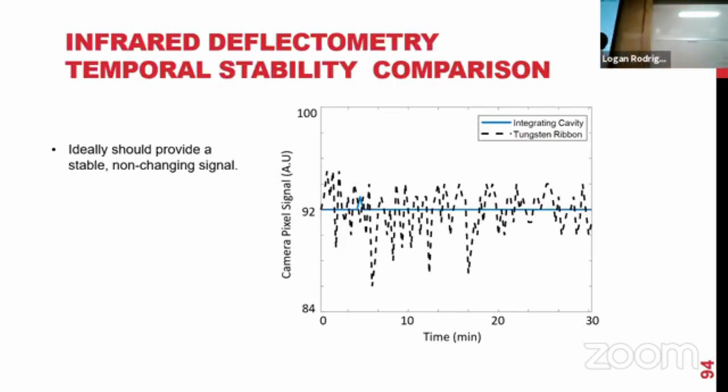First thing to note, the tungsten ribbon is shown on the dotted black line, and it jumps up and down all over the place over that 30 minutes. I did mention this before. This is a bare tungsten ribbon. It is not wrapped, as is done downstairs, in a ceramic sleeve, and that does help to alleviate this issue. However, it's important to note that the tungsten ribbon, no matter what, will have this problem.